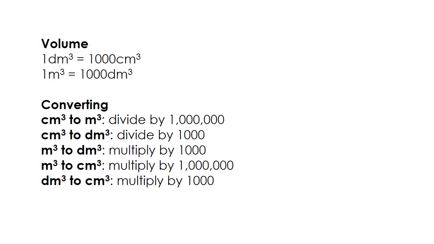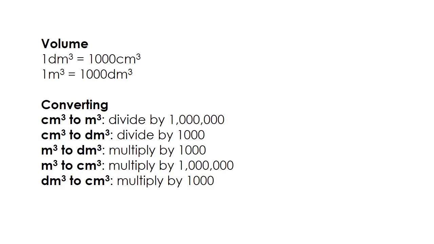So volume, you should have met at GCSE. So 1 decimetre cubed is a litre, which we don't use in chemistry, but you may use at home if you do cooking. So a litre is 1 decimetre cubed, and that's 1,000 centimetres cubed. A centimetre cubed is the same as a millilitre, so sometimes people use millilitres. So 1 metre cubed is then 1,000 decimetres cubed.